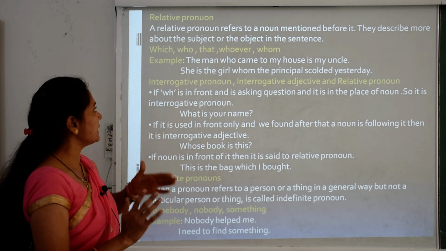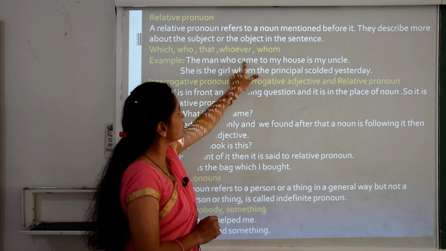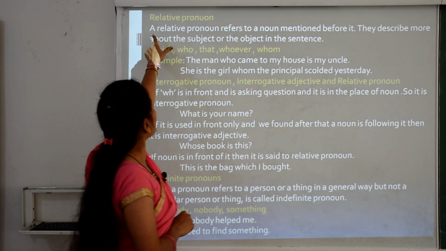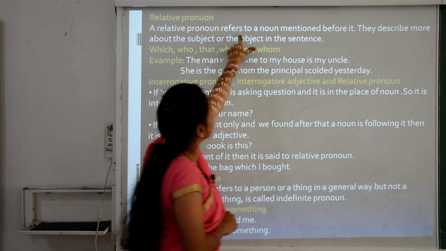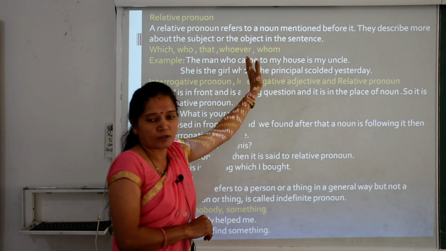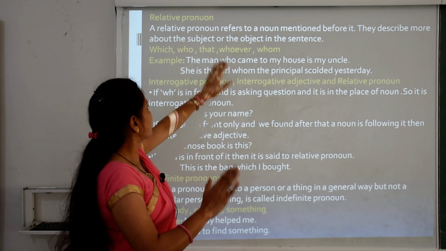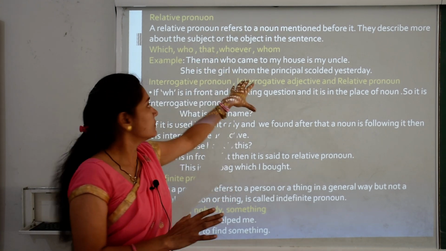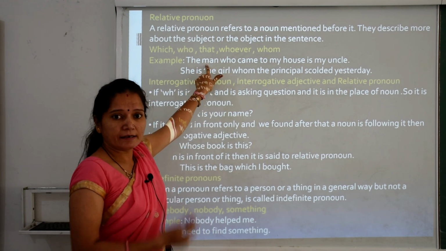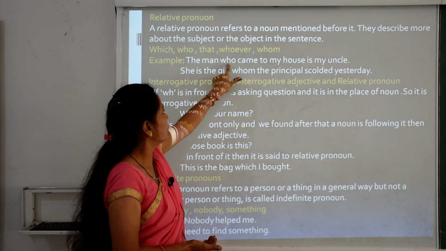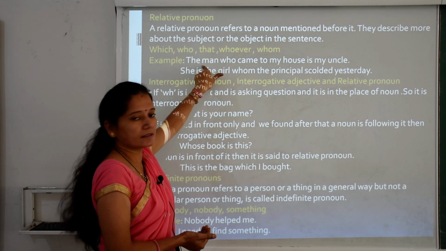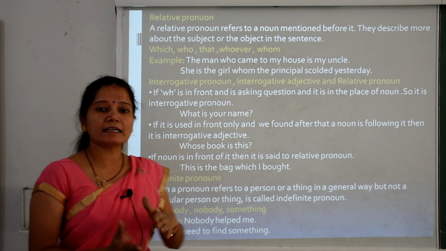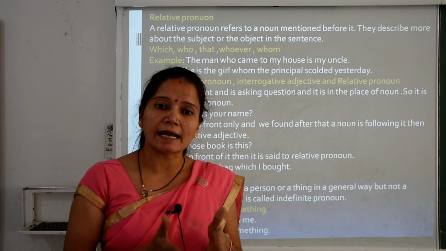Let's understand this with one example. The man who came to my house is my uncle. Okay, so I'm reading the first line. A relative pronoun refers to a noun mentioned before it. Okay, so every time there is a relative pronoun, before it there is a noun. Okay, so the man who came to my house is my uncle. Man is the noun here, and just after it there is a relative pronoun. So basically this relative pronoun joins two sentences.